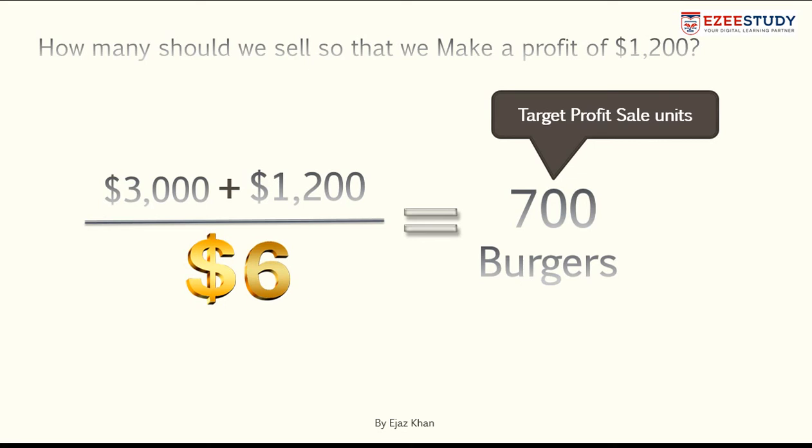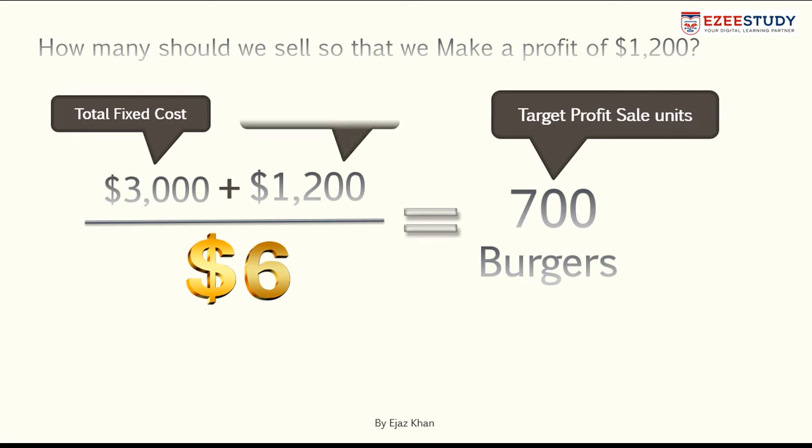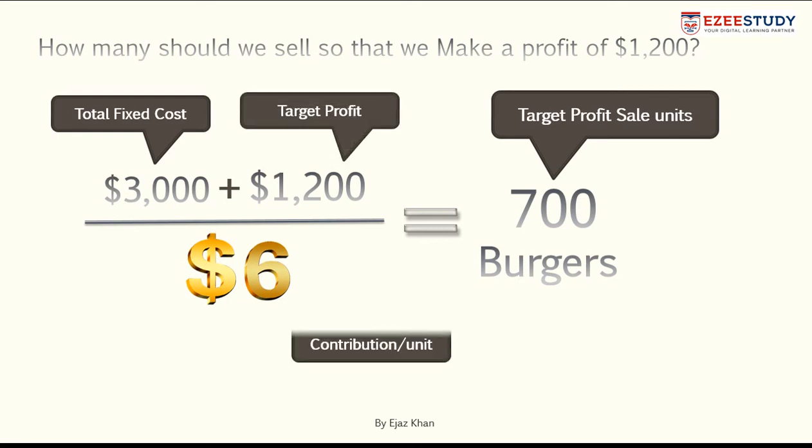In the previous example, in the previous slide, sorry, we were looking for the break even. So we had to sell 500 units to be at break even. But now we want to earn a profit of $1,200. Therefore, we have to sell 700 burgers in order to earn that profit of $1,200. So the formula for calculating target profit sale units will be the total fixed cost plus the target profit divided by the contribution per unit.